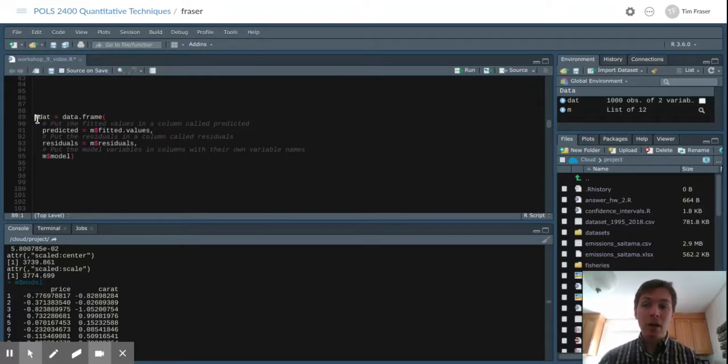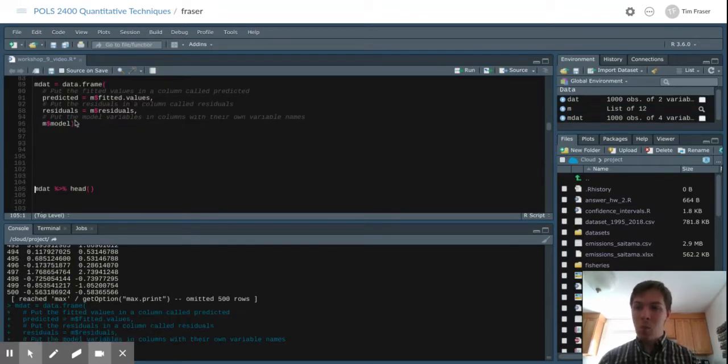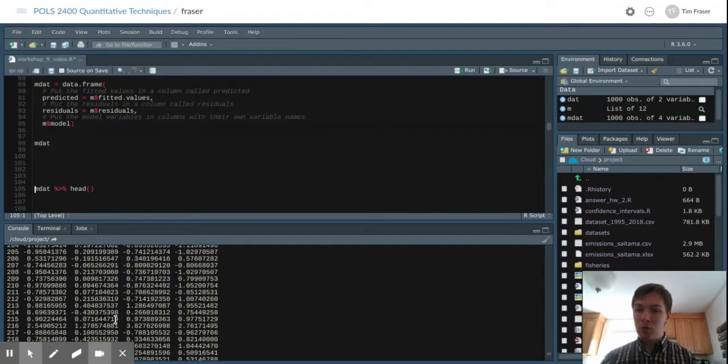I'm going to create a data frame called MDAT, where one vector is going to be predicted values, and I can specify that I want it to be fitted. I want it to be this particular vector. We can get our residuals and name them residuals, and we can pull them from here. And then we can also grab all of the variables that were in M model and stick them in there. So if we run this and run it ourselves, boom, lots of numbers.